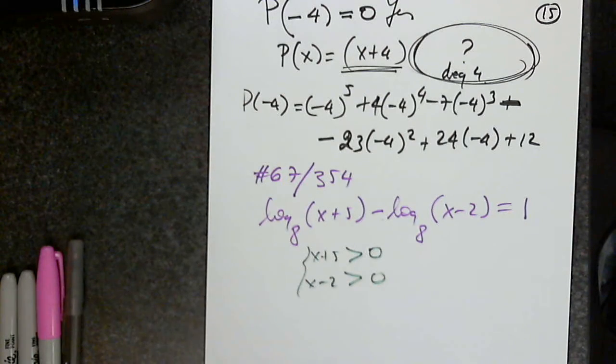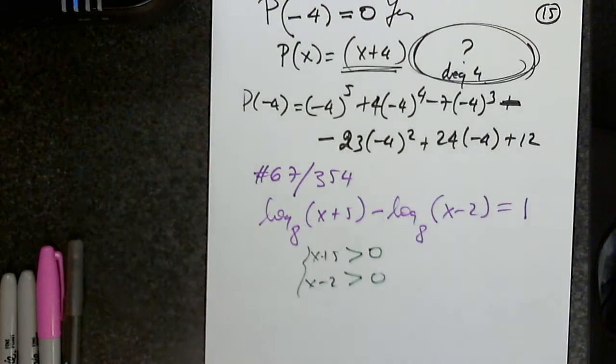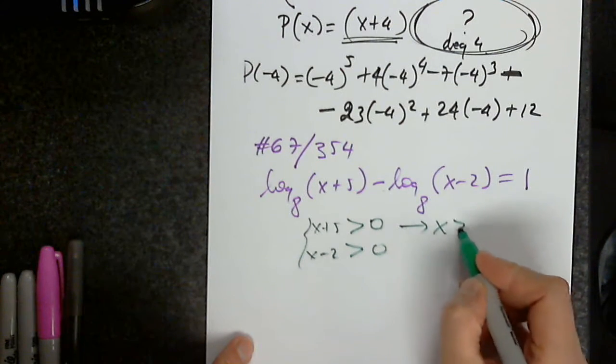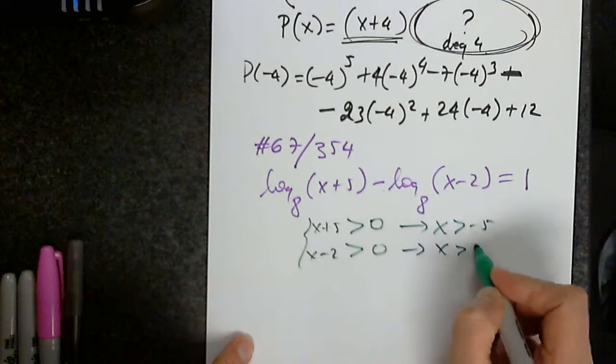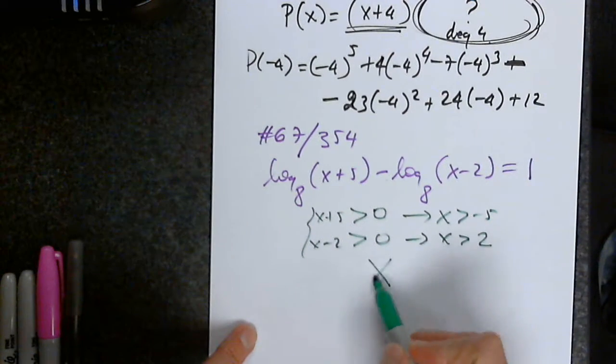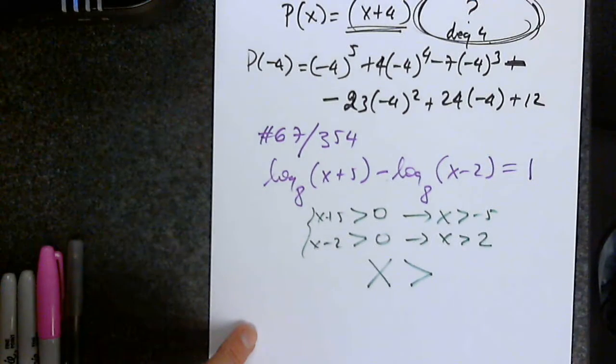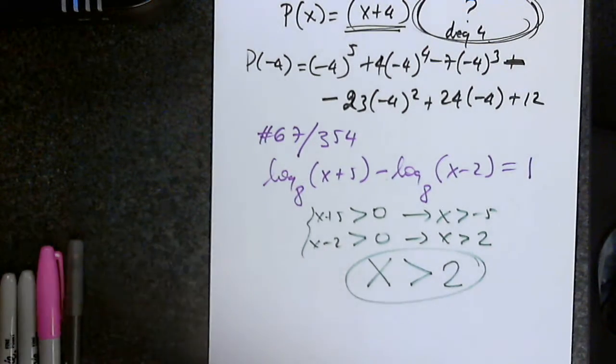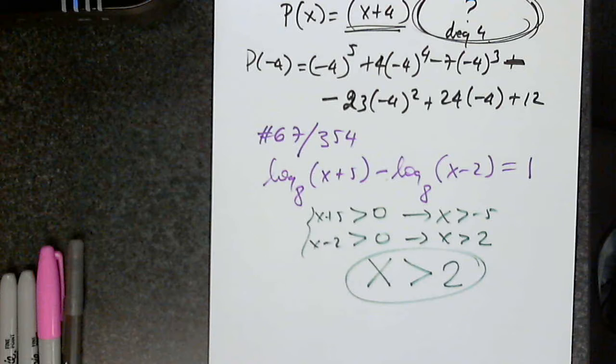And these restrictions have to be on the raw equation. I cannot touch it before I write this. Okay, so from here I have x greater than -5, and from here x greater than 2. Obviously, the solution must be greater than 2. If I don't get a solution that is greater than 2, I will have to disregard it. Okay, now I will have to condense the left-hand side. How do I condense the left-hand side?